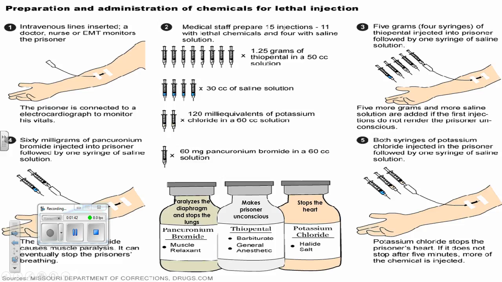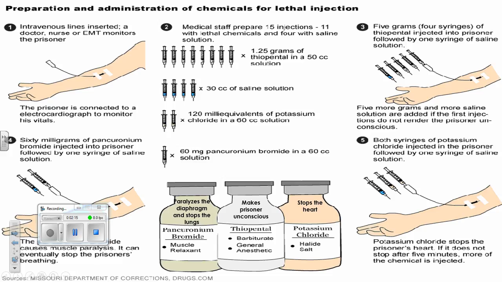All right, so pancuronium bromide is the muscle relaxant, and this is what paralyzes your diaphragm and stops the lungs from breathing. It paralyzes the lungs, okay? The second one is thiopental. This is the barbiturate and general anesthetic, and this is the one that makes them unconscious, so they're not awake when it happens. And the potassium chloride is a halide salt, and that is what stops the heart. So they had to have 2 things. You have to have one that stops the breathing and one that stops the heart. So that's why they use those 3 things.